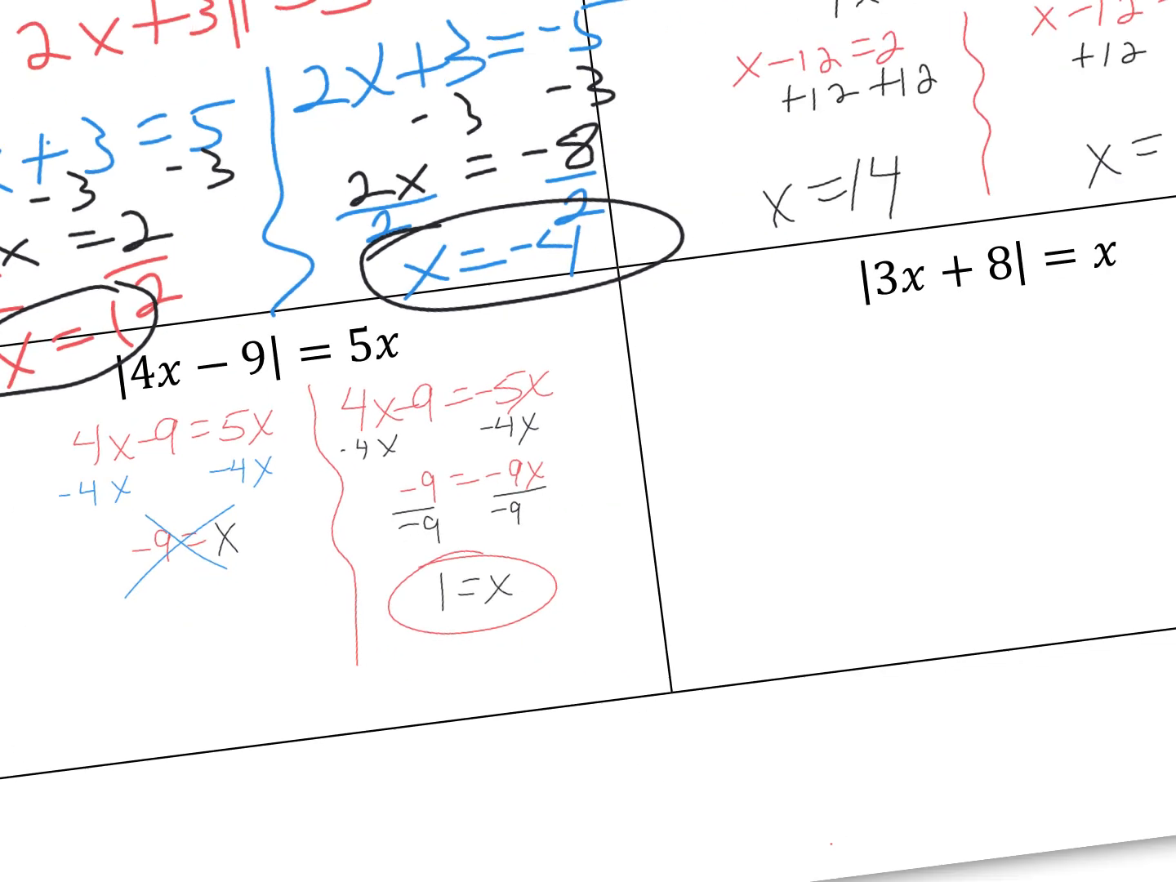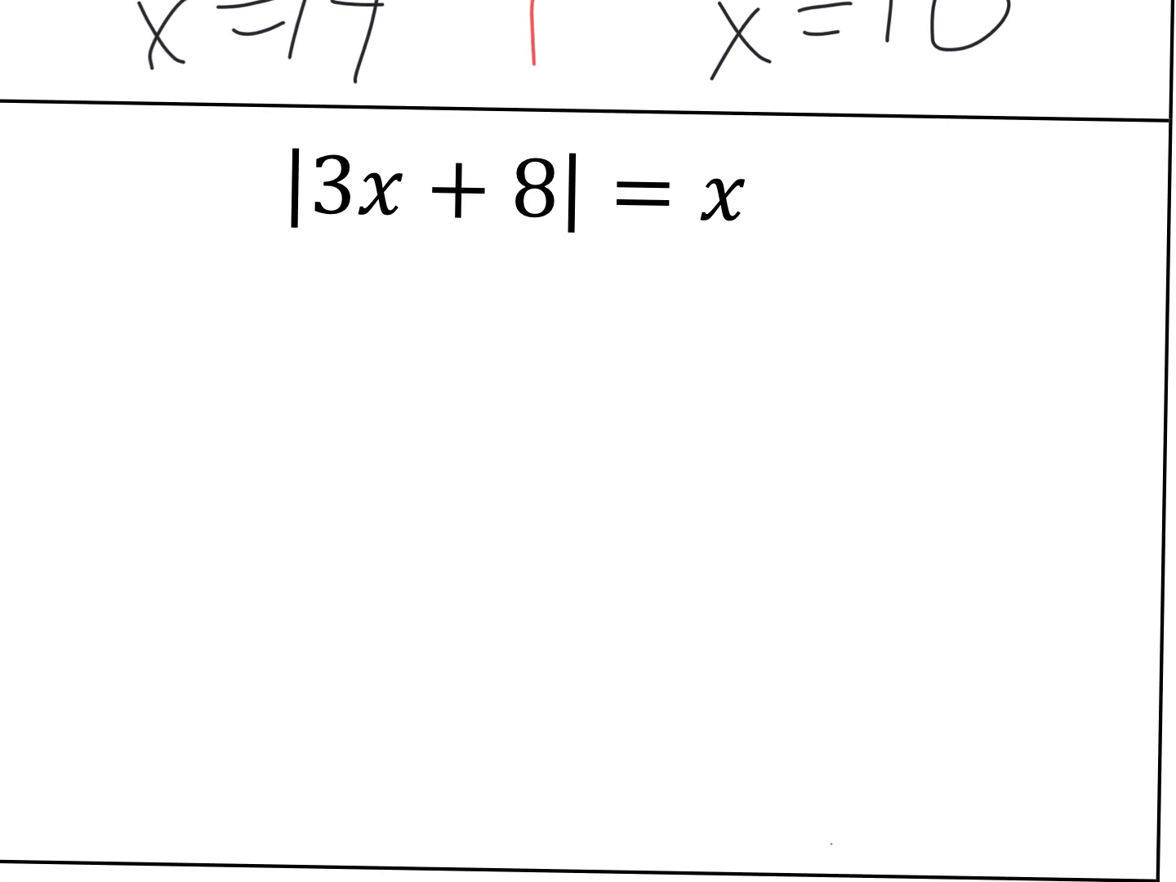The next one that we can look at here is the absolute value of 3x plus 8 equals 1x. So we set the 3x plus 8 equal to positive x, and then we have 3x plus 8 equals negative x, okay? All right, to solve these, we subtract 8 from both sides.